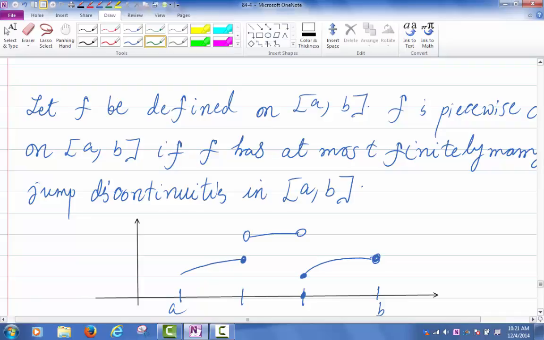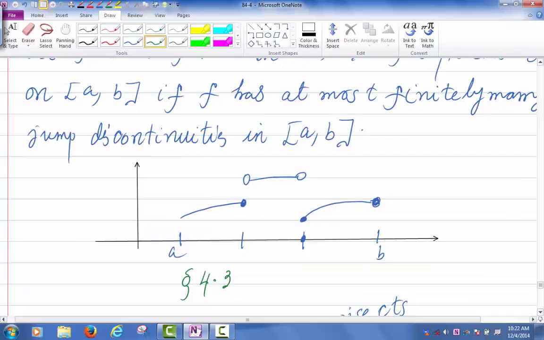What do I mean when I say that the function f is piecewise continuous on an interval? What I mean is that the function is not continuous on the entire interval, but it has only finitely many jump discontinuities. So a piecewise continuous function may look like this. It's not continuous everywhere, but it has only finitely many jump discontinuities.